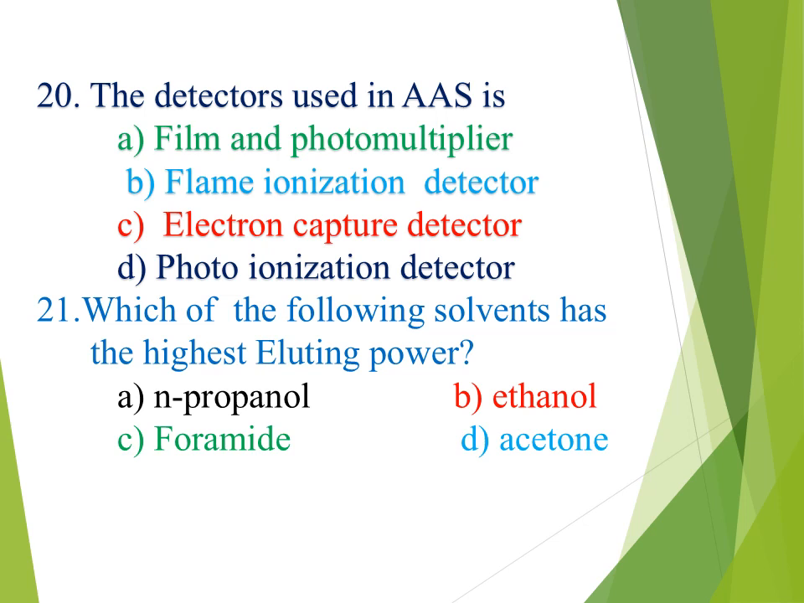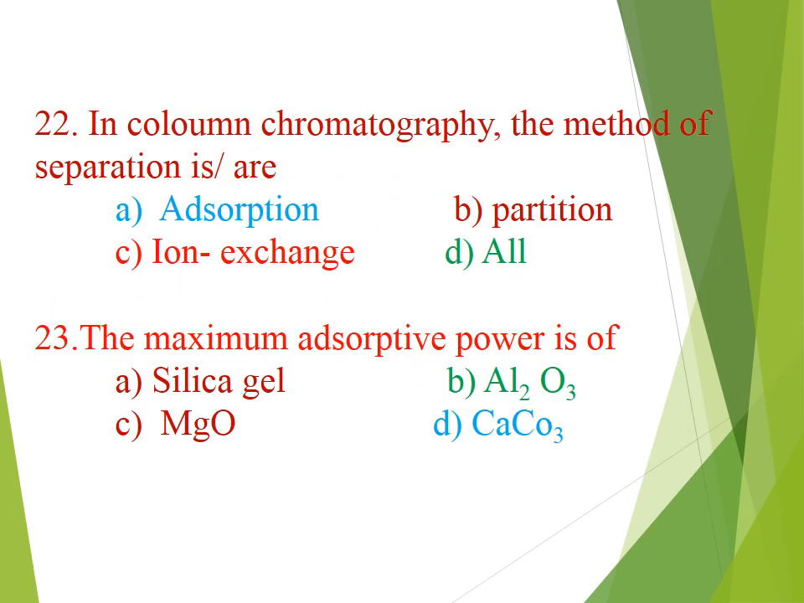Flame and photomultiplier. 21. Which of the following solvents has the highest eluting power? A. N-propanol, B. Ethanol, C. Formamide, D. Acetone. The best answer is C. Correct answer is C. 22. In column chromatography, the method of separation is: A. adsorption, B. partition, C. ion exchange, D. All. The correct option is D.